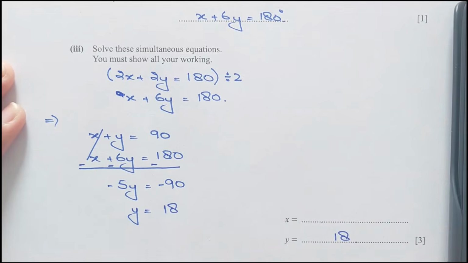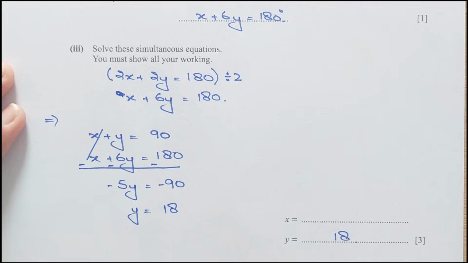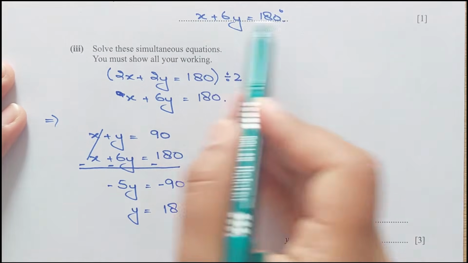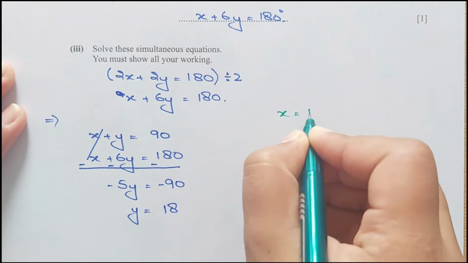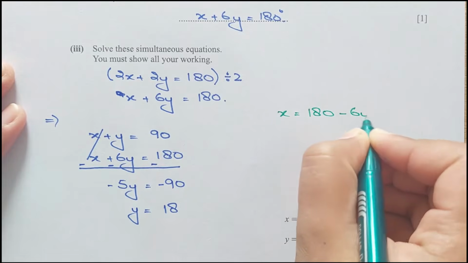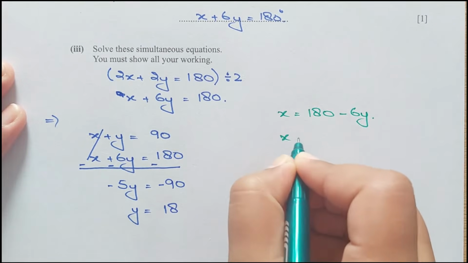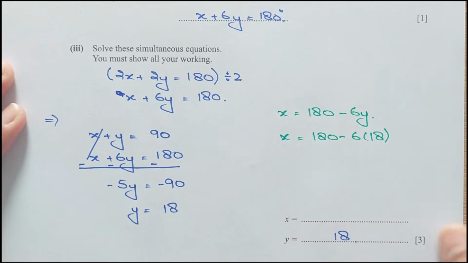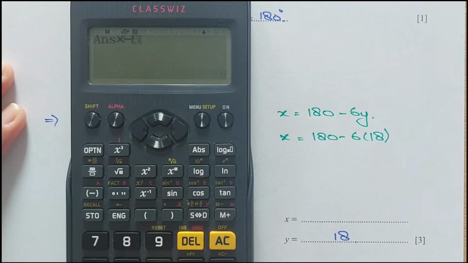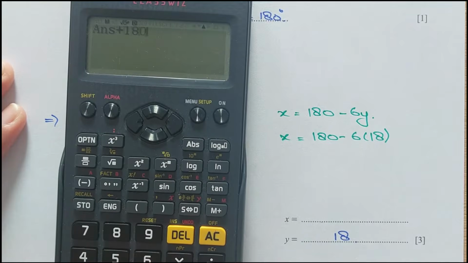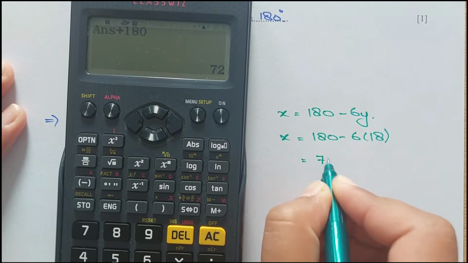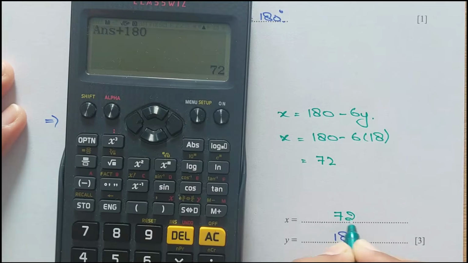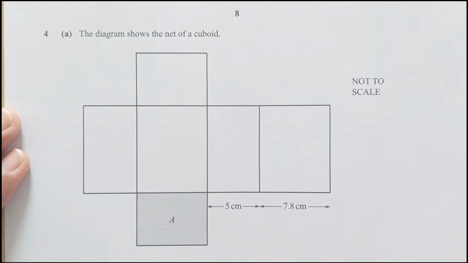Now let me substitute this y into the first or second equation to get the value for x. So let me put it into the second equation. x equals 180 minus 6y. y is 18, so x equals 180 minus 6 times 18. Right. So 18 times minus 6 is this, and adding 180, we get x, that is 72 degrees. x is 72 and y is 18.